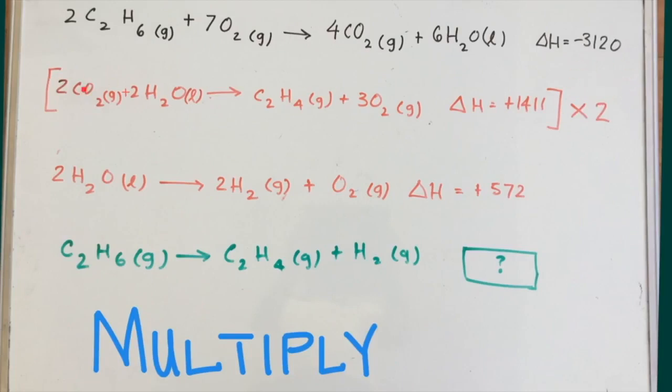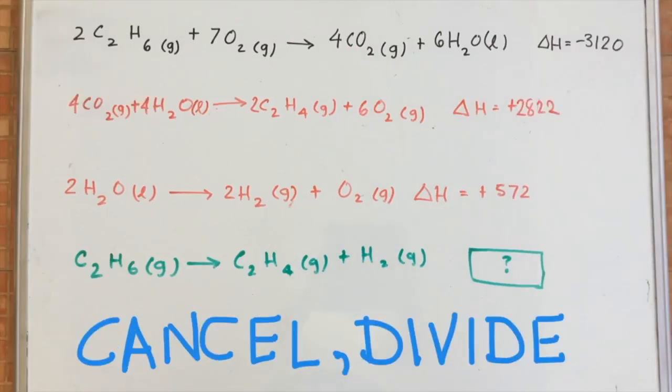So everything on this side is multiplied by 2, and everything on this side is multiplied by 2, and the amount of energy is also multiplied by 2. Next, we cancel, looking at the molecules on this side, and where possible, if a similar number exists on this side, we can cancel this with this, aiming to leave only the reactant in the desired equation remaining after cancellation. Division can also be an option to help with this process.